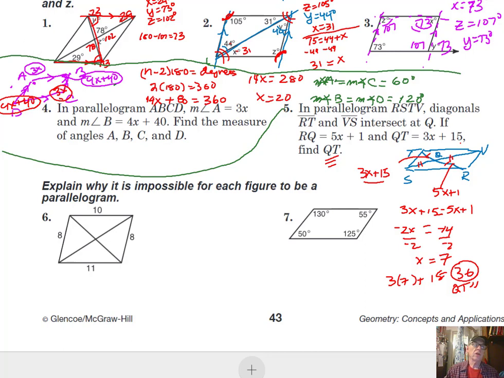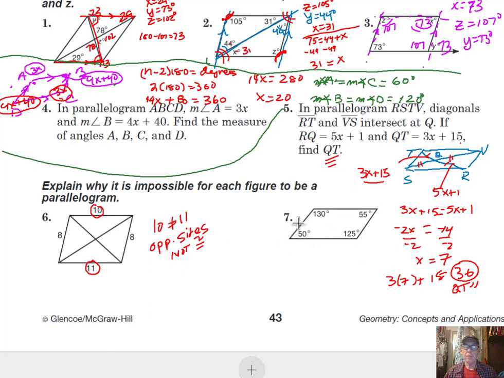Okay, let's look at number 6. Explain why it's impossible for each figure to be a parallelogram. Well, if we look at number 6, they're talking about the sides here. Opposite sides in a parallelogram are congruent, and we can see that one of these opposite sides is a 10 and the other is 11. So 10 is not equal to 11. Opposite sides not congruent.